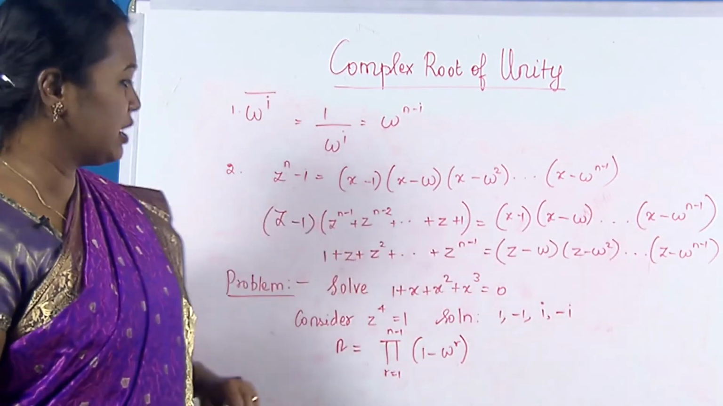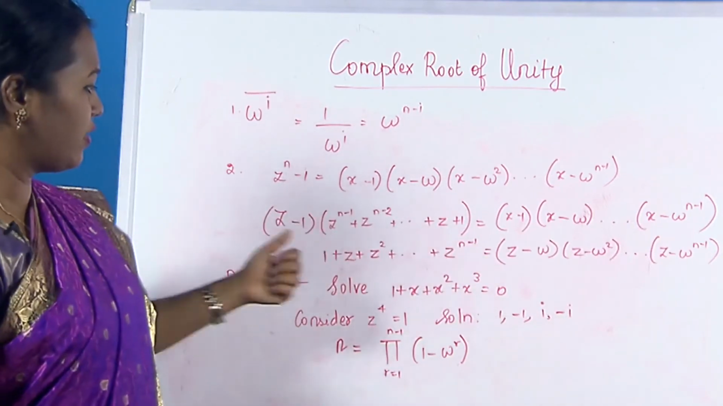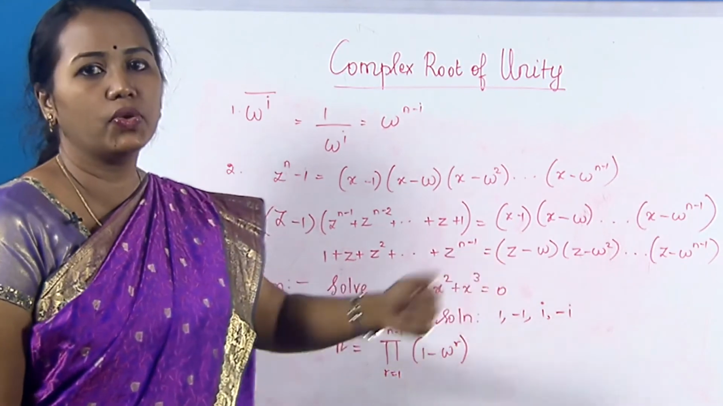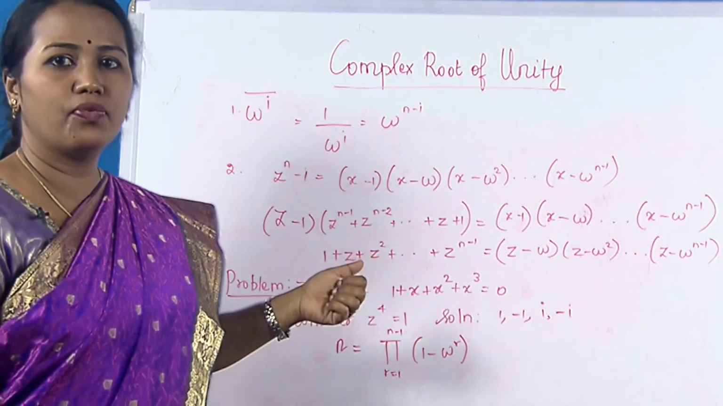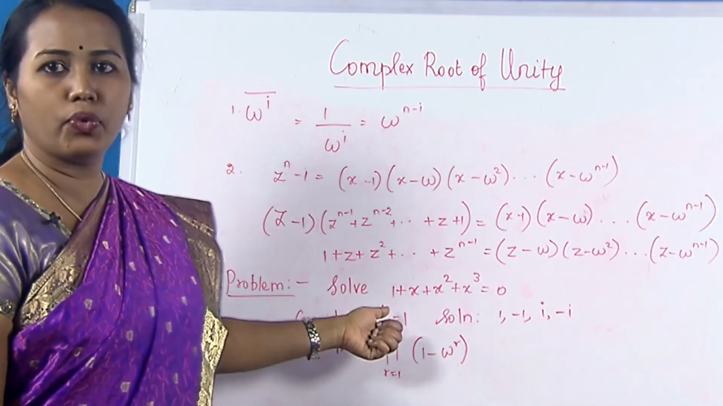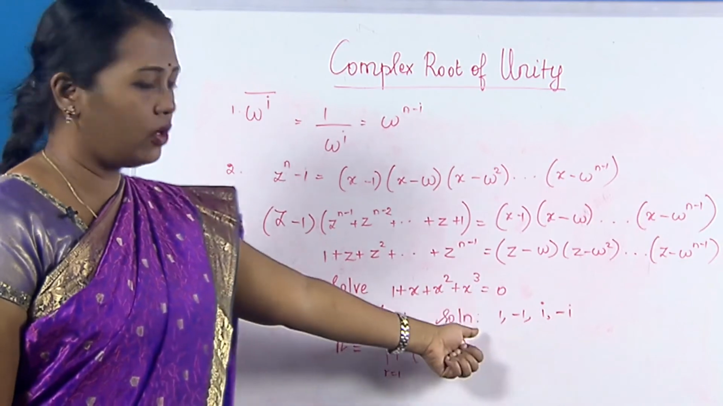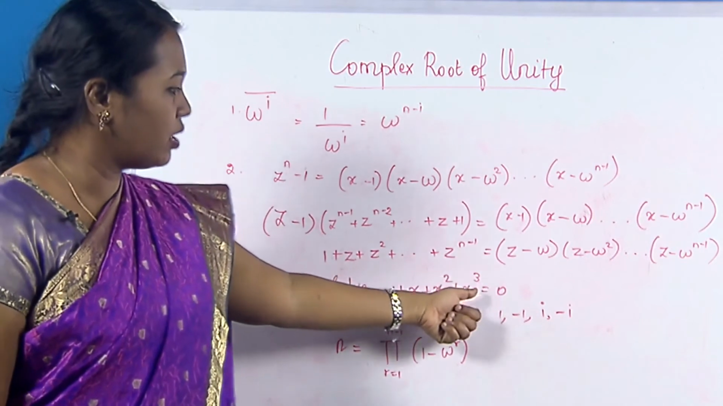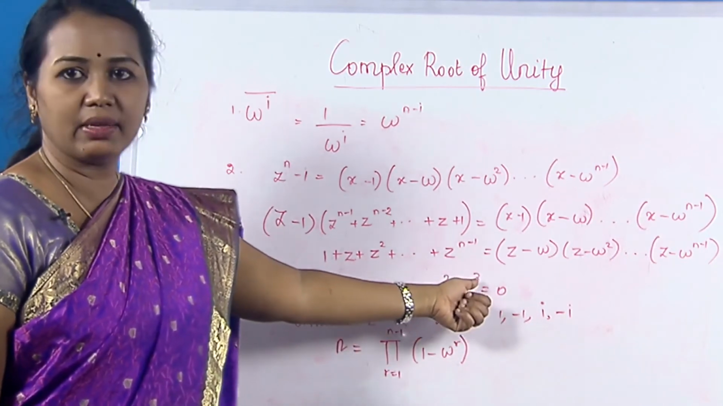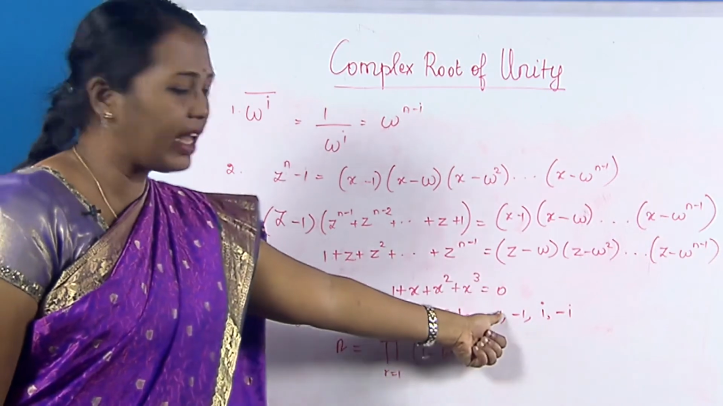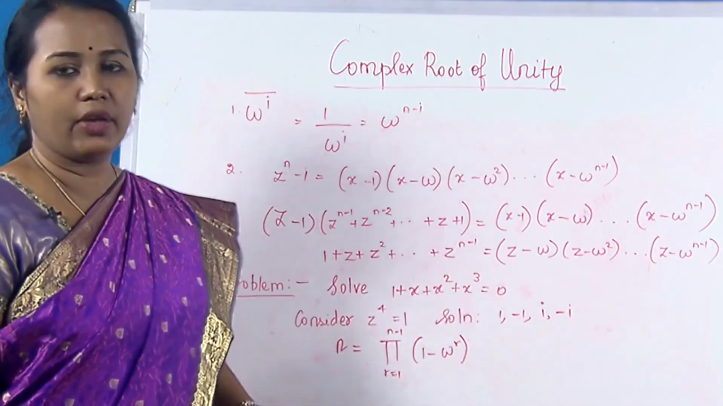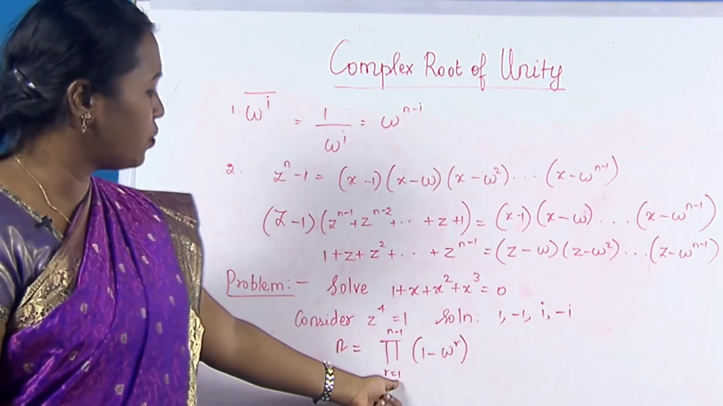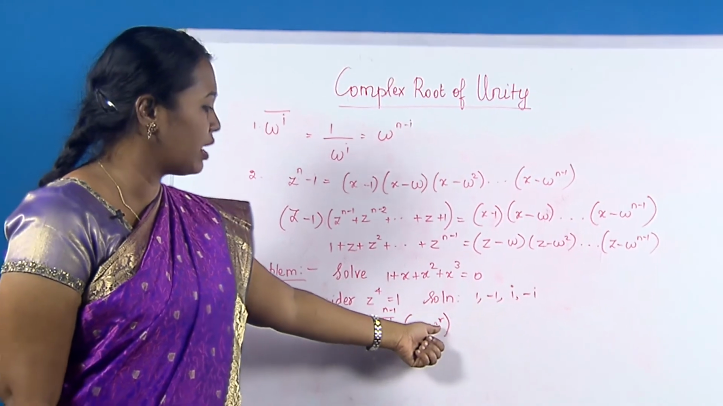Now keeping this equation aside, let us go to a problem. We are given a problem where we have to solve 1 plus x plus x squared plus x cube is equal to 0. We shall consider the fourth roots of unity. So z power 4 is equal to 1. We know that the solutions are 1, minus 1, I and minus I, but we have only up to x power 3 here. So x power 3 is the maximum power here, and therefore 1 cannot be a root of this equation, and therefore let us consider n is equal to 4, the product over r equal to 1 to n minus 1 of 1 minus omega power r.